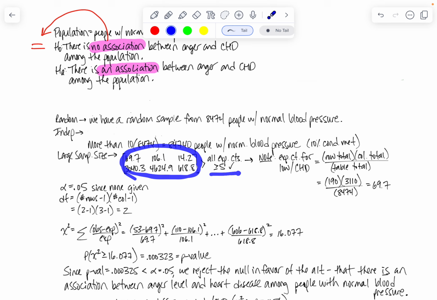And remember what we're checking them for. They're all supposed to be bigger than or equal to 5. I'm not checking for normality because chi-squared tests are right skewed, but I am checking the large sample size. They're all bigger than or equal to 5, and here's my flex.